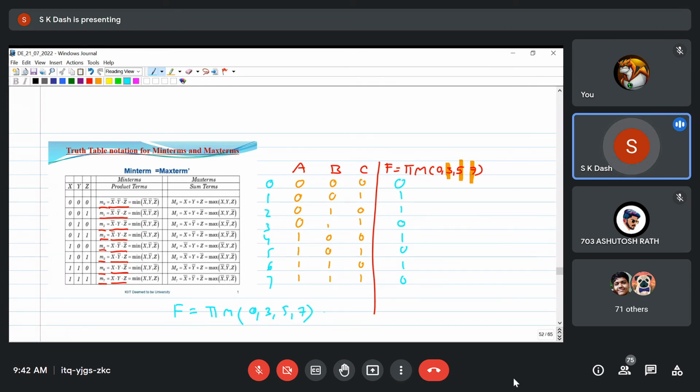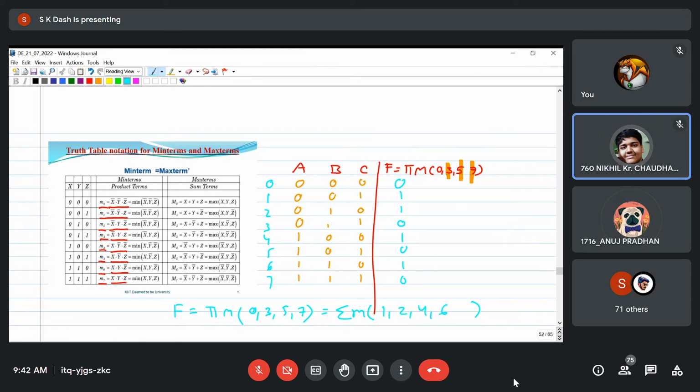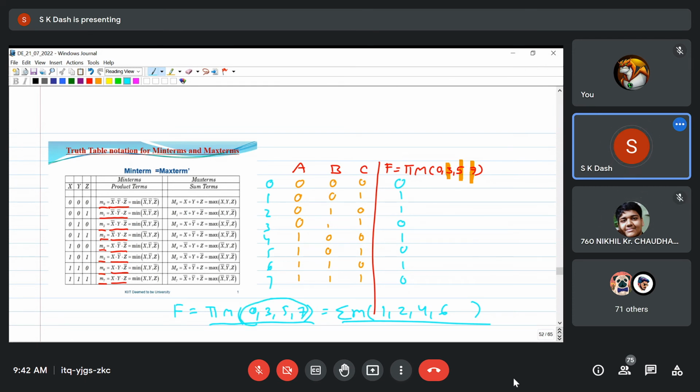Similarly, I can write this in terms of standard SOP also. Ones are there, so I can write in terms of summation of m. What can I write? 1, 2, 4, 6. Is there any similarity or correlation? Yes. Whatever terms are missing here, the same thing is available here.